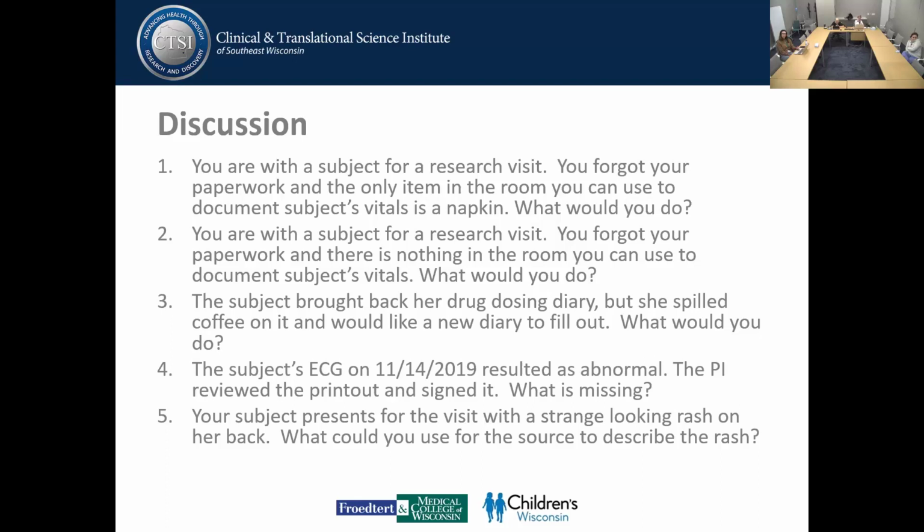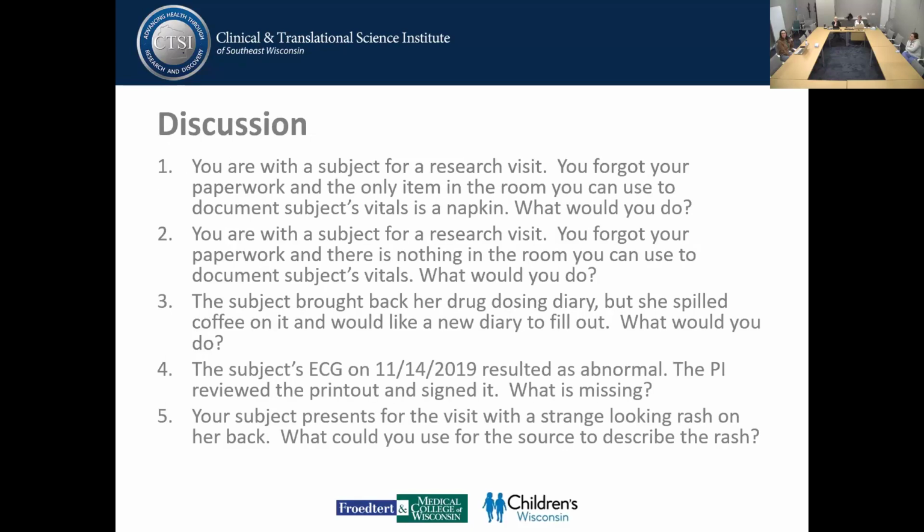And your subject presents for the visit with a strange looking rash on her back. You're not quite sure how to describe it. I mean, it could be pustules, it could be bumps. How would you describe this? How would you document what it looks like? One way that you could document this is to take a picture of the rash and use that as your documentation.